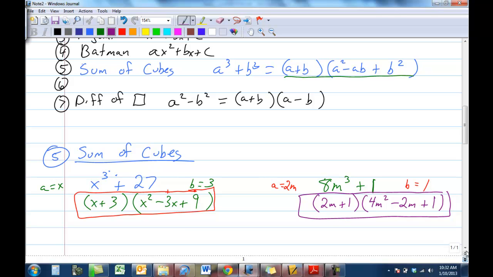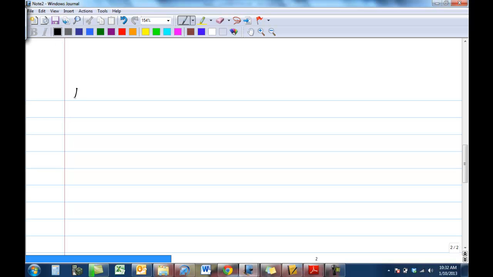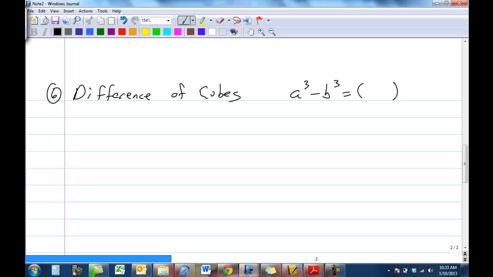All right. The next one is number 6, difference of cubes. Difference of cubes says this: a cubed minus b cubed. Very similar to sum of cubes, right? Except that it's minus. And this is going to factor to a minus b, times a squared plus ab plus b squared.